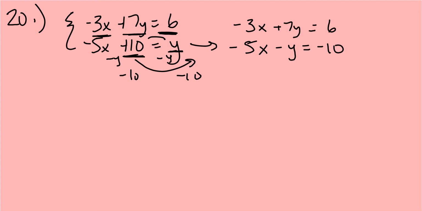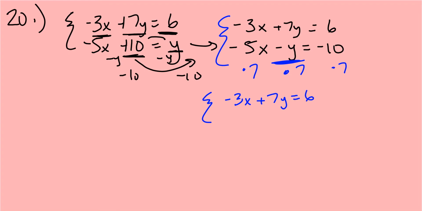Now, I'm on step 2. I have to make something cancel. I'm going to make the y's cancel because I can just multiply everything by 7 on the bottom. If you multiply the top by 5 and the bottom by negative 3, that would work as well. But I think this is a little bit easier. So the top is going to stay the same, negative 3x plus 7y equals 6. The bottom is going to become negative 35x minus 7y equals negative 70.